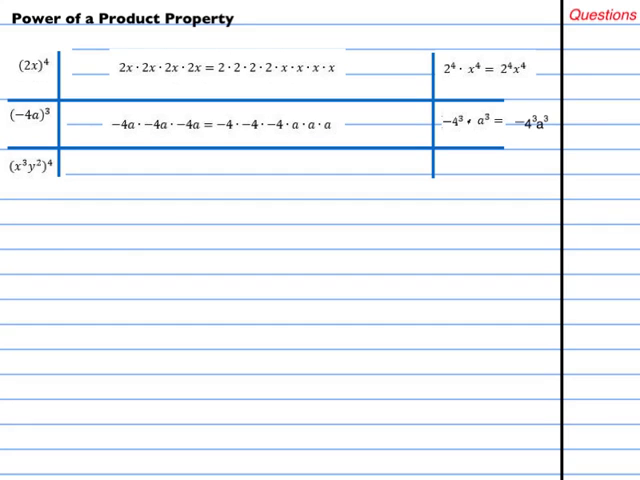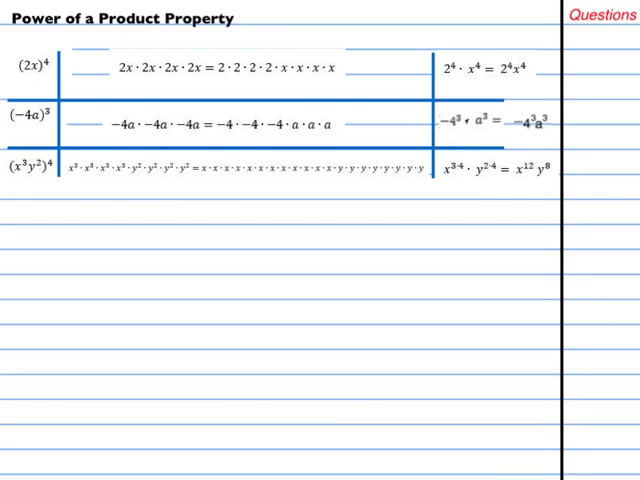Now, what happens if we already have exponents inside the parentheses? Well, once again, this is where we're going to use our power of a power property. So that's going to be x to the 3rd to the 4th power and y to the 2nd to the 4th power. And so that simplifies out all the way. And I can do 3 times 4 to give me 12 x's, 2 times 4 to give me 8 y's, with a final answer of x to the 12th and y to the 8th.